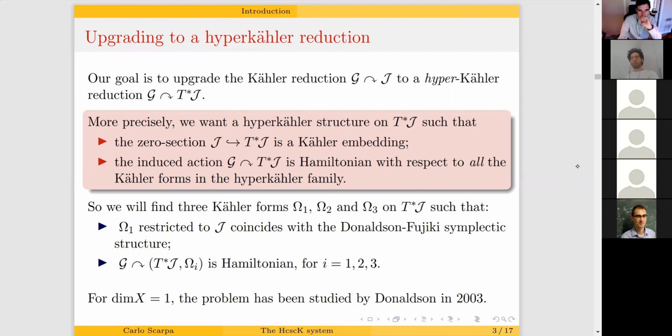So the problem has already been studied, but just in the case when X is a Riemann surface. So for complex dimension 1, this has already been done by Donaldson in 2003, and also has been studied by Tom Hodge in his PhD thesis a couple of years later, but we'll get back to the results in a few minutes.